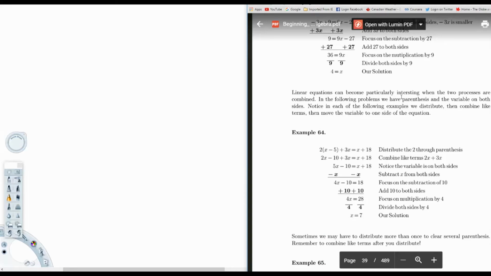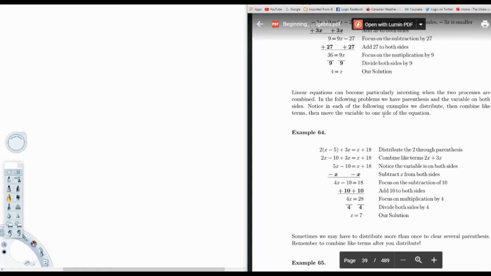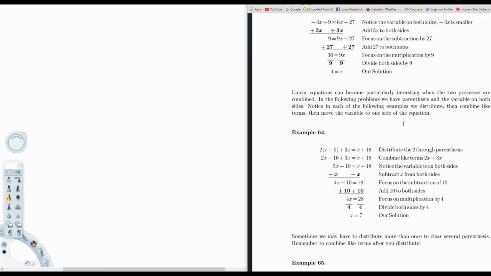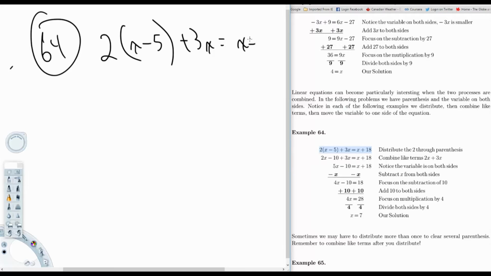Linear equations can become particularly interesting when two processes are combined. In the following problems, we have parentheses and the variable on both sides. Notice in each of the examples, we distribute and combine like terms, then move the variable to one side of the equation. All right, let's take a look at this problem. This problem does look like a pain. This is a mess: 2(x minus 5) plus 3x equals x plus 18.